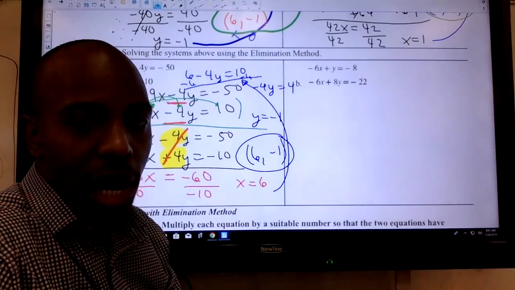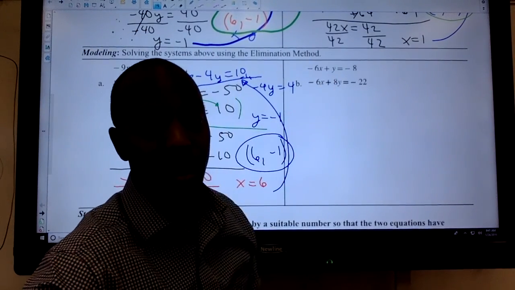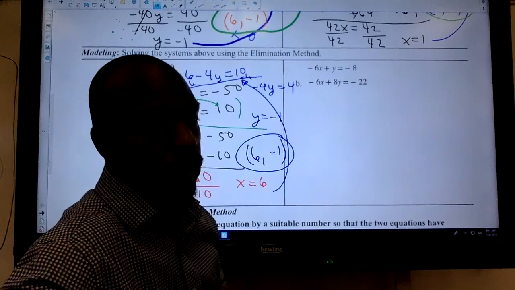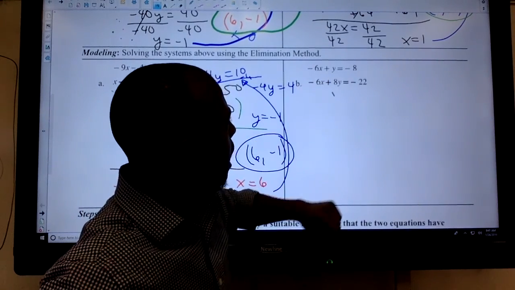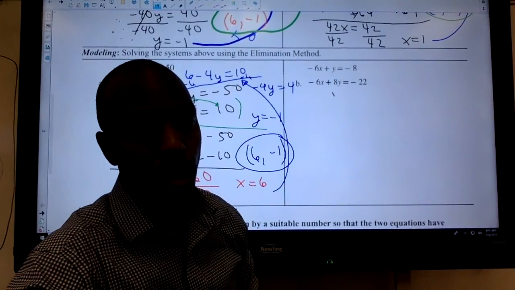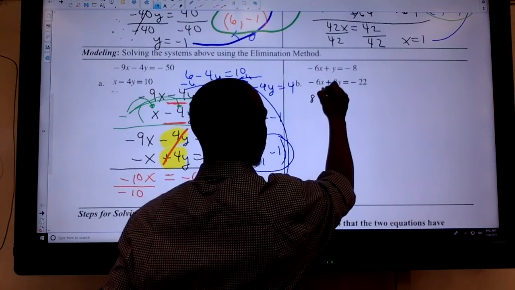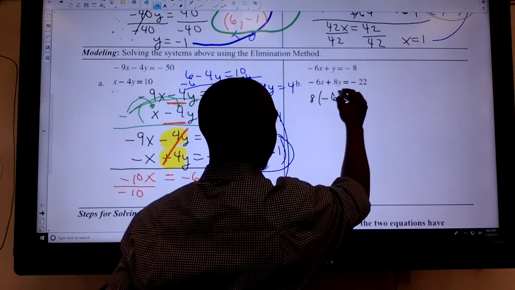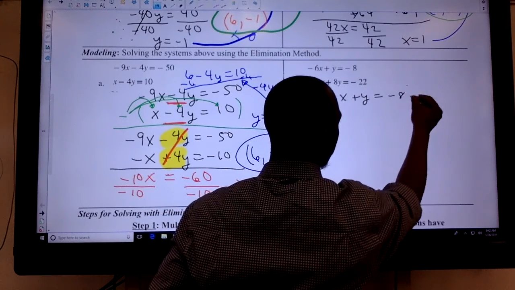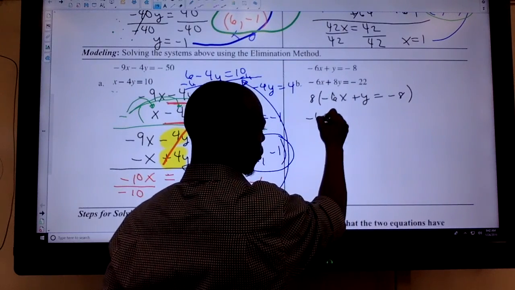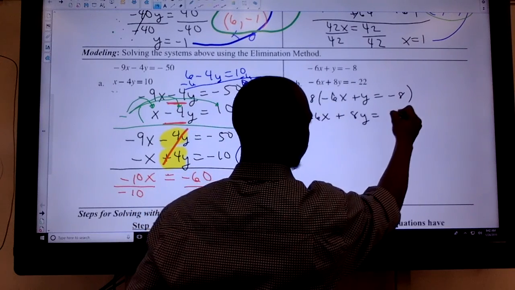The way I'm going to cancel out the y's, I'm going to try to get the y on top and the y on the bottom to have the same leading coefficient. The top number is 1. The bottom number here is 8. That means I need to multiply the top by 8 in order to have them both be 8. So I'm going to multiply this whole thing, negative 6x plus y equals negative 8, by 8. I'm just going to write the bottom one here the way it needs to be: plus 8y equals negative 22.